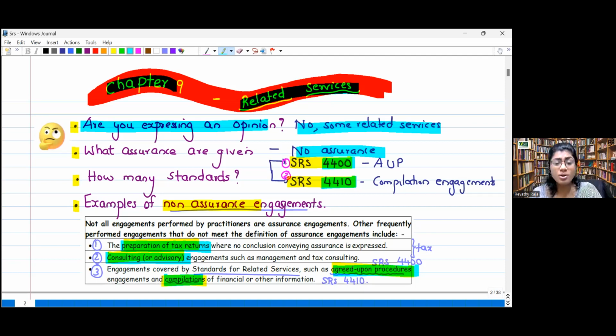So, not always will a CA in practice do assurance work. There are a few cases where you do non-assurance work also, like preparation of income tax, consultancy, and these two are examples of non-assurance work. If this is clear, can we start with the 4400 recap? Okay, so SRS 4400.